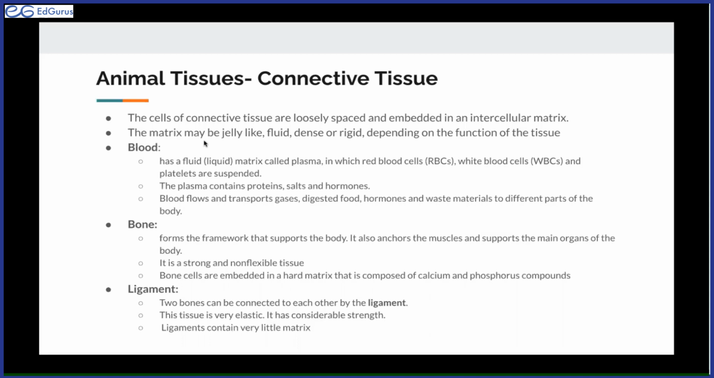So second point, the matrix may be jelly-like, fluid, dense, or rigid. So this glue that I was just talking about, it might have a jelly-like consistency. It might be fluid like water. It might be thick, dense, or it might be rigid. It might be solid also. So it depends on the function of the tissue. The form that the matrix exists in depends on the function of the tissue.